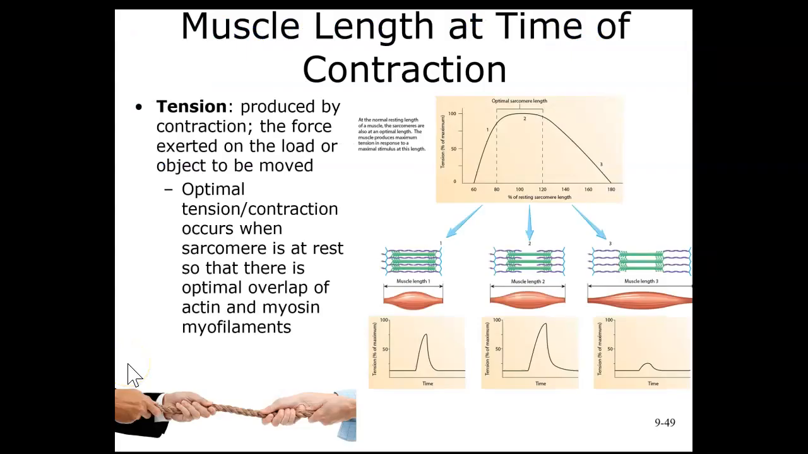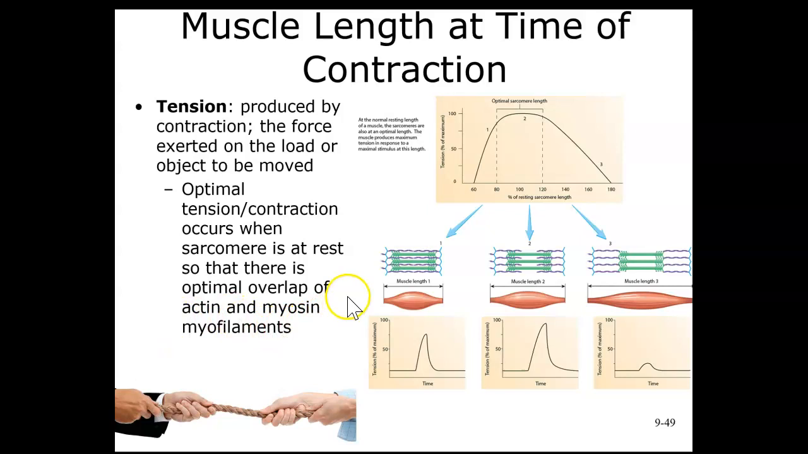So next let's get into tension. Tension is going to be produced by contraction, and this is going to be the force exerted on the load or object to be moved. And in order to create an optimal tension or contraction that takes place, we have to have the sarcomere at rest, so there's an optimal overlap of actin and myosin filaments.